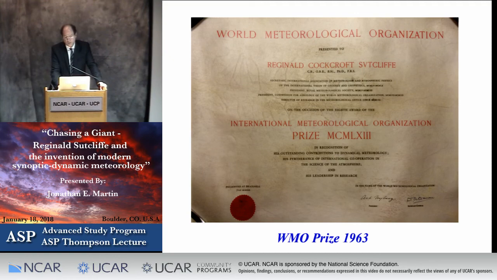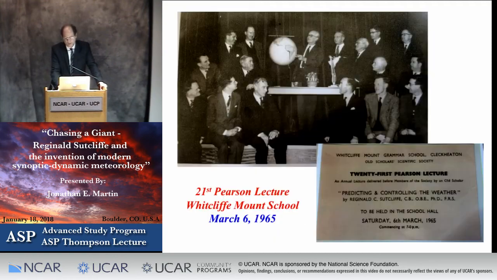This was a big deal. It was conferred upon him at Bracknell, and he went back to his old school, March 6, 1965. He gave what was known as the Pearson Lecture that day. He was the first person to do it twice. And this was Pearson, his physics master, and all the so-called old scholars had decided around 1945, we need to honor the influence this man has had on all of us. And we have an annual lecture where somebody comes, and Sutcliffe came and talked about predicting and controlling the weather.